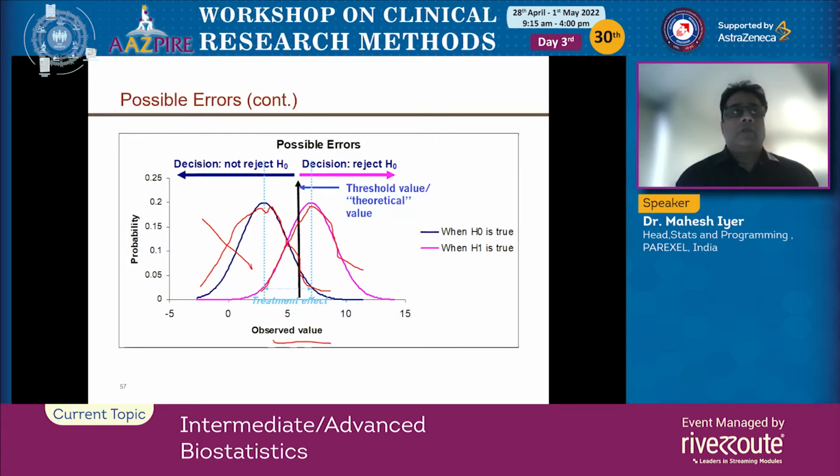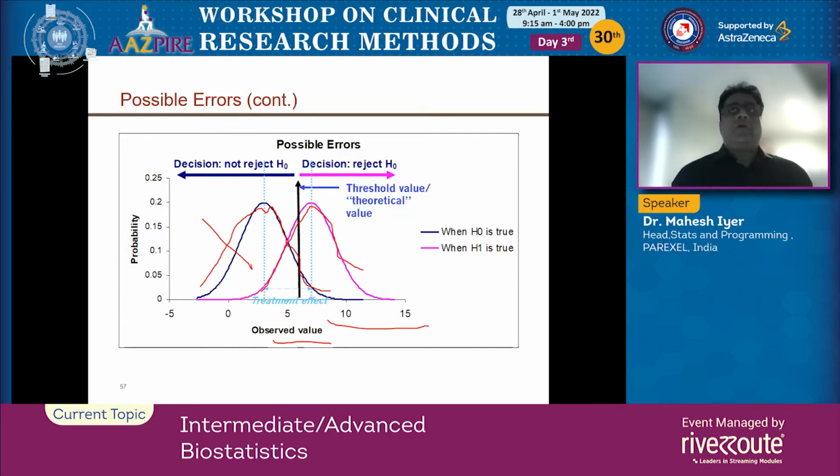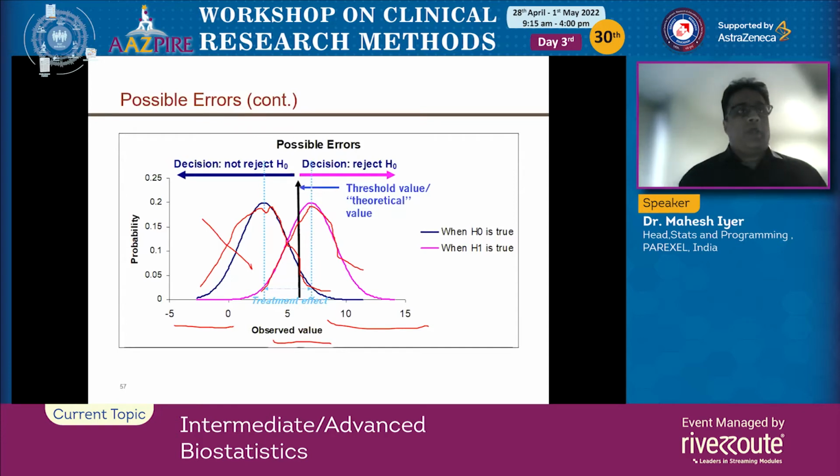Now if these observed values are in this space, then it's easy, right? What are you going to conclude? You're going to conclude that drug A is better than drug B. You're going to reject the null hypothesis. If your observed values are here, then what are you going to conclude? Accept the null hypothesis that drug A and drug B are the same. Now what happens if it is somewhere over here?